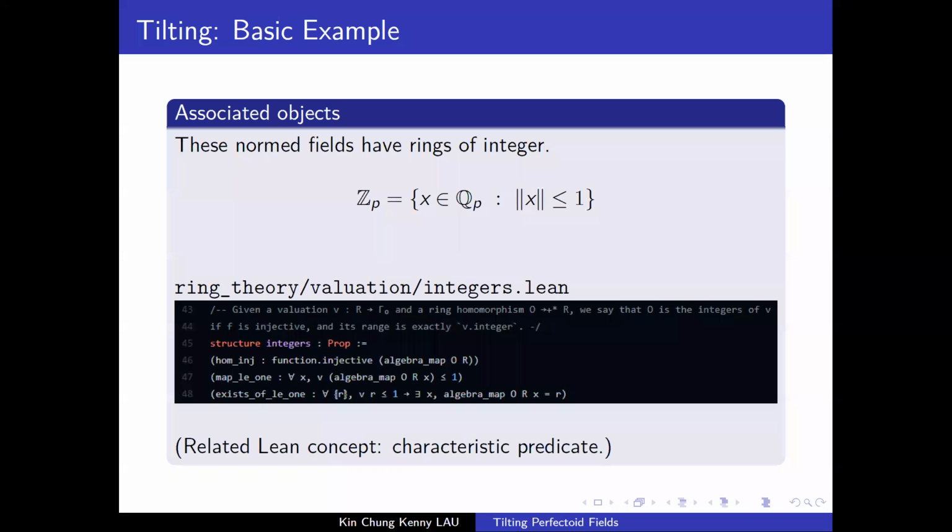So what happened afterwards is that someone came along and said that localization should not be a fixed object. It should be a predicate. We should characterize what it means for a ring to be a localization of another ring given a multiplicative set, and then they defined this whole predicate, and everything became better. So this characteristic predicate is very important in the theory when we use Lean.